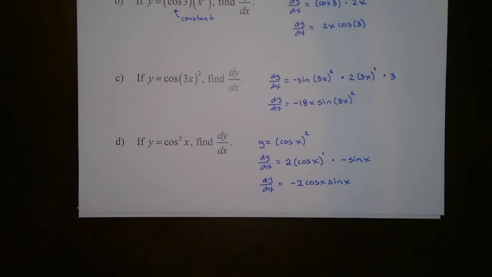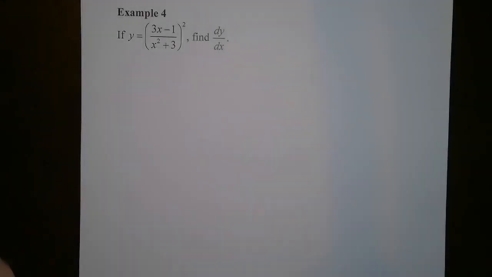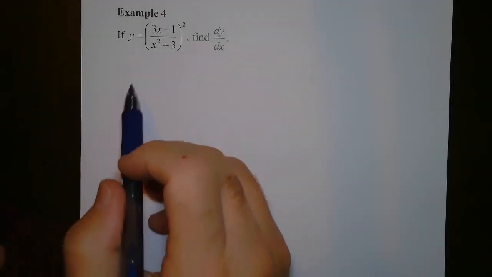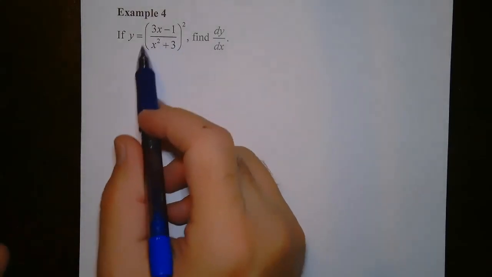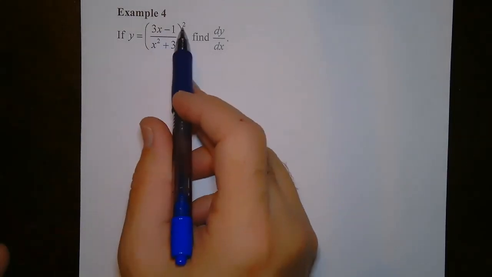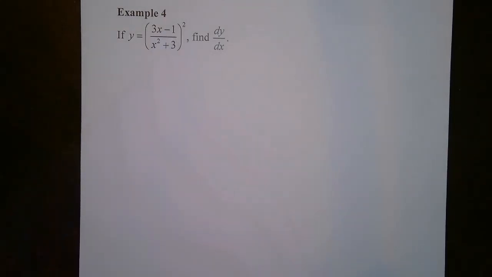I know we did a little bit yesterday, but this is just a little bit more. Now for this last problem, it's y is equal to 3x minus 1 over x squared plus 3, and then take that quotient and raise it to the second power. All right, so here we go.